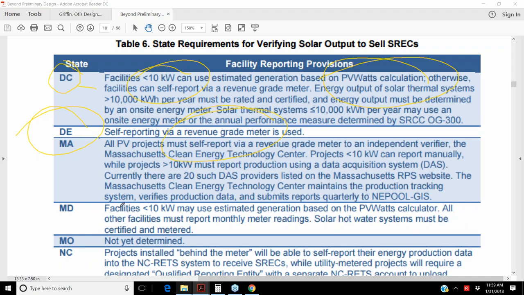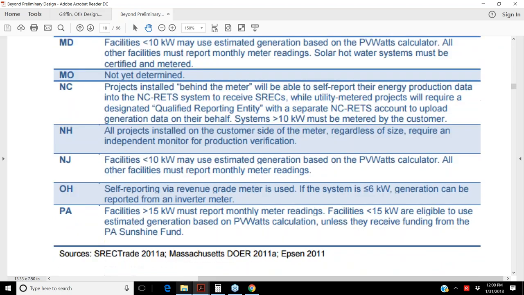And so there are a lot of states. Here in Maryland, it could be on PV watts. In Texas, it can be on PV watts. In Pennsylvania, it can be off PV watts. So there are a lot of these state exchanges that did not necessarily have the same level of accuracy in their reporting requirements as your utility might tell you.